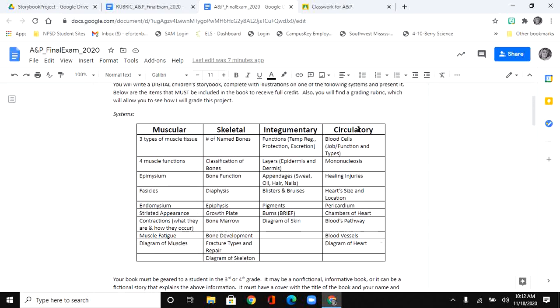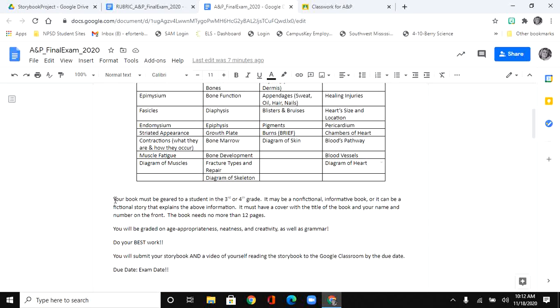So let's talk about the formatting of your book. Your book has to be geared for a student who would be in the third or fourth grade. So these aren't like little bitty babies. These are not teenagers. These are that adolescent age, third or fourth grade. So I tell people think about like 8, 9, 10 years old.